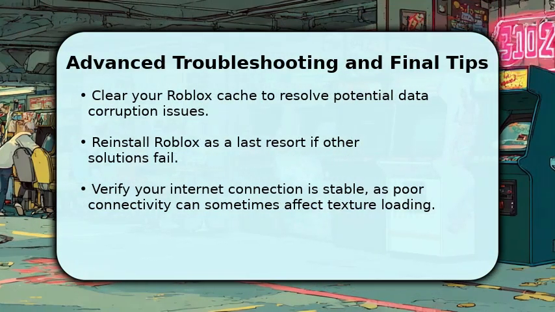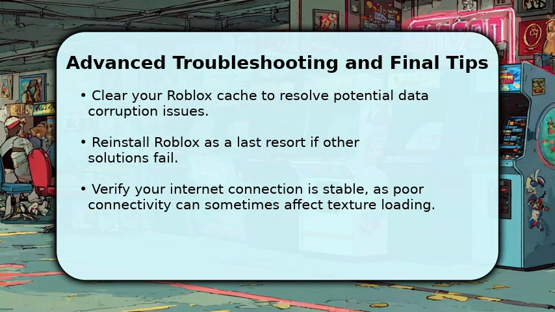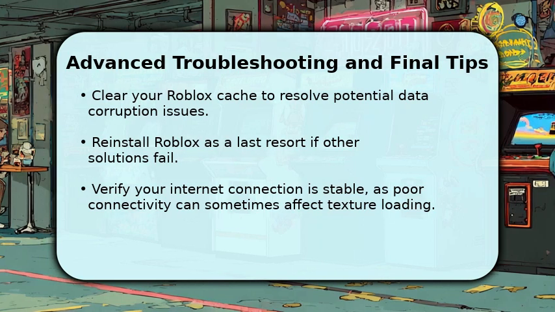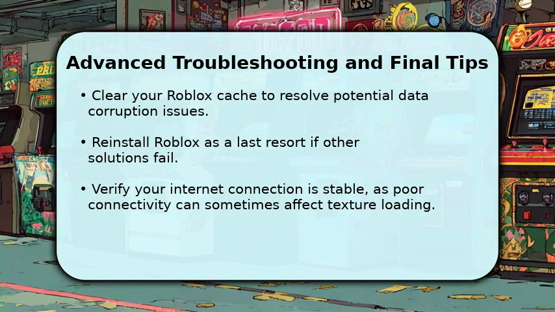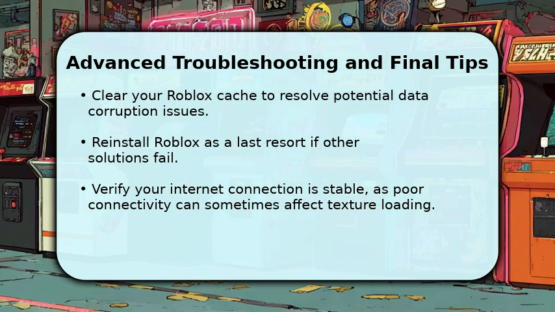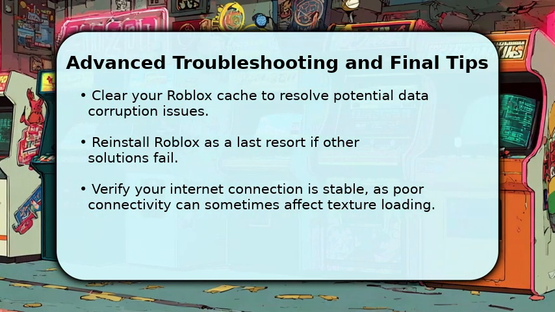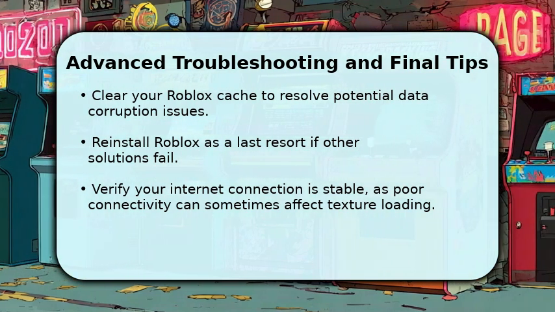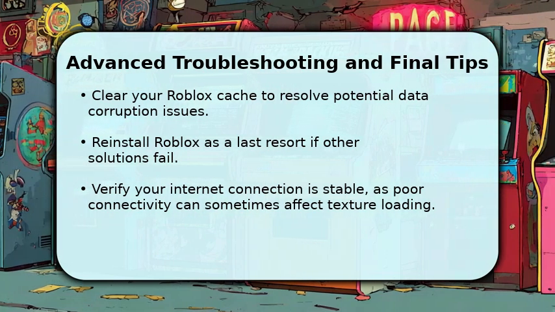Finally, if you're still experiencing issues, consider some advanced troubleshooting. Clearing your Roblox cache can resolve corrupted data that might be causing blurry textures. If all else fails, a clean reinstallation of Roblox can often fix persistent problems. Also, ensure your internet connection is stable, as a poor connection can sometimes affect how quickly and clearly textures load. By following these steps and regularly maintaining your system, you'll enjoy a much sharper and more visually appealing Roblox experience.